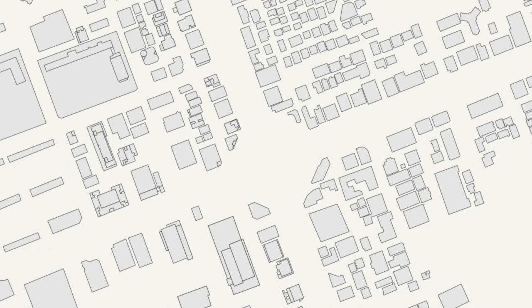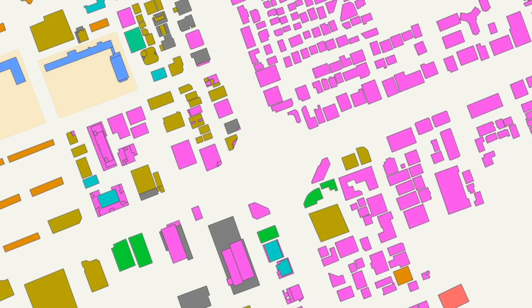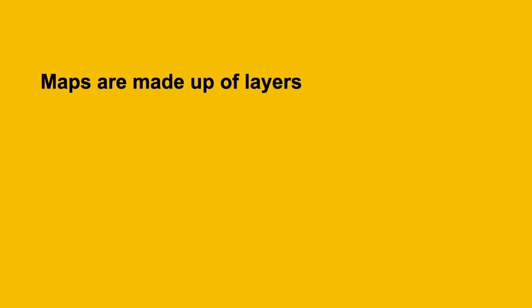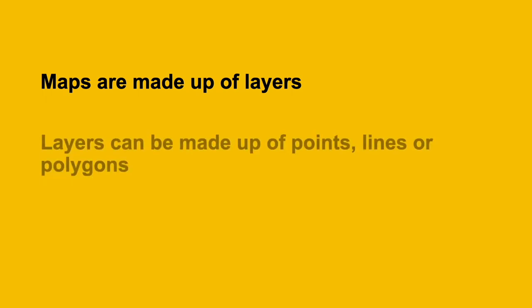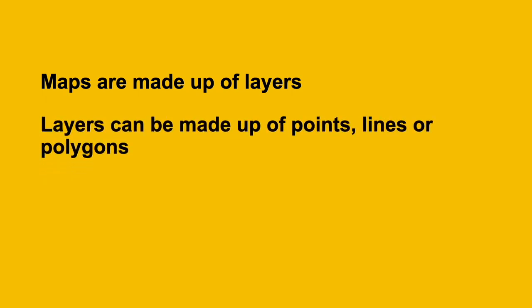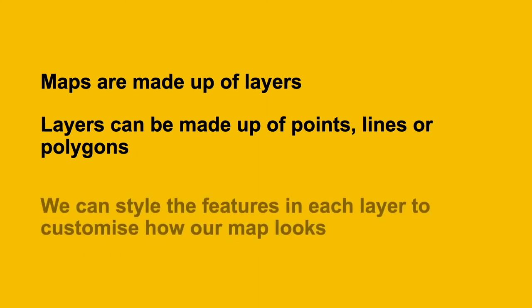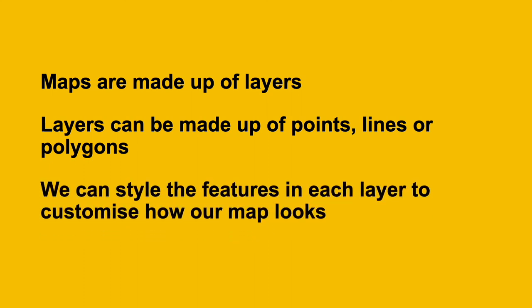I could have styled them differently, so I could have styled the buildings according to the type of building, residential, office, retail, etc. But I chose not to do that for this particular map. So in summary, maps are made up of layers of spatial data. Those layers can be made up of points, lines, or polygons, and each layer can usually only hold one type of data. So it's a point layer, or a line layer, or a polygon layer. And we can style the features in each layer to customize how our map looks, as well as controlling which layers appear on top of which others.